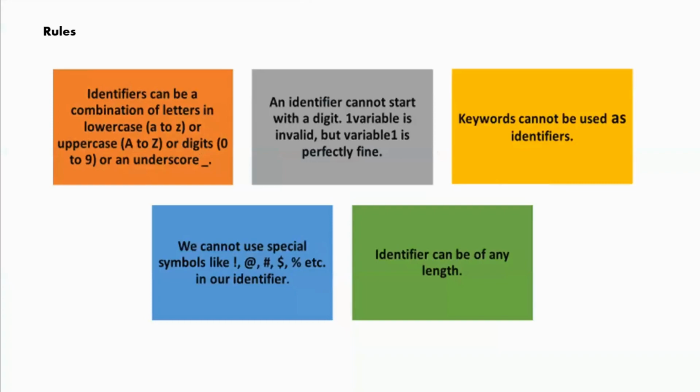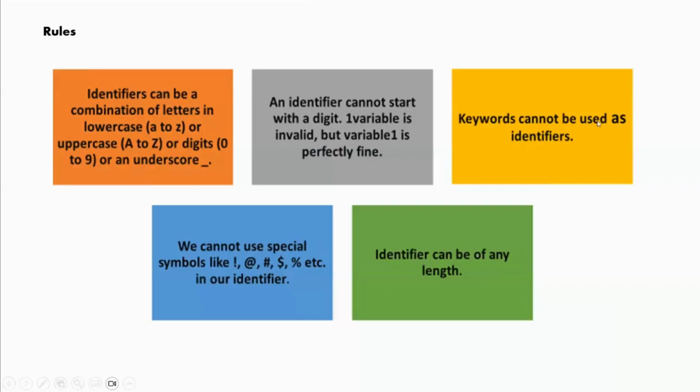Second point, an identifier cannot start with a digit. That means digits are allowed in an identifier name, 0 to 9, and we can have a number of digits in the identifier name, but the first letter cannot be a digit. Like in the example provided, 1variable is invalid, but variable1 is perfectly fine. In fact, v1 is also fine, var1 is also fine, but 1var is not fine.